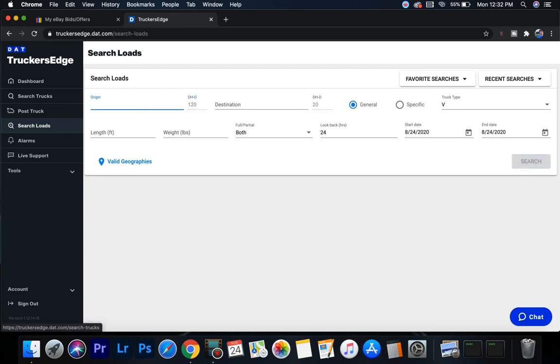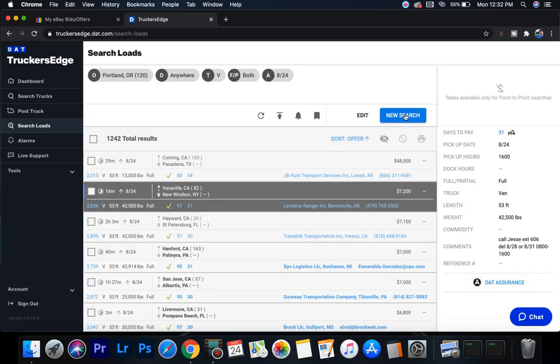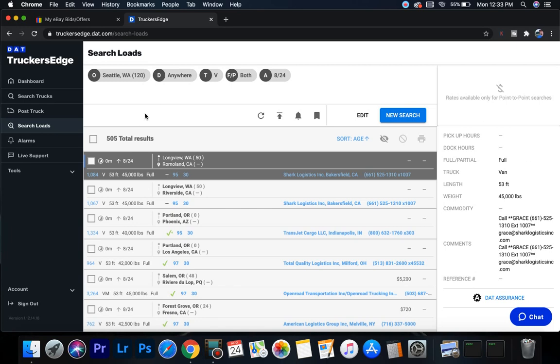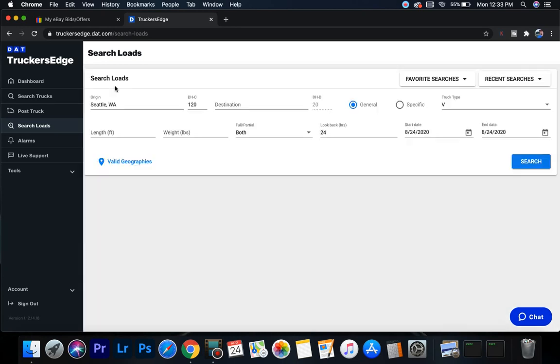Let's go up to the Portland market. Portland's coming in with 505 loads, which is pretty decent. Let's check out Seattle, what the Seattle market's got. Seattle's coming in with 403 exact loads in the Seattle market. Nice. So that shows you get a good rate going up. There's enough freight to get you a load coming out.